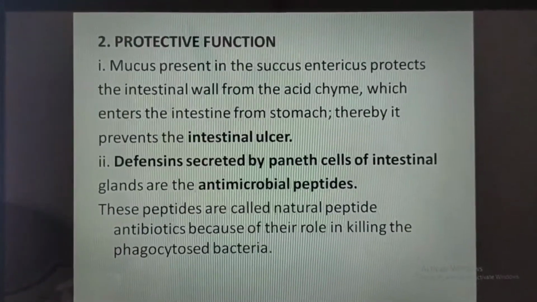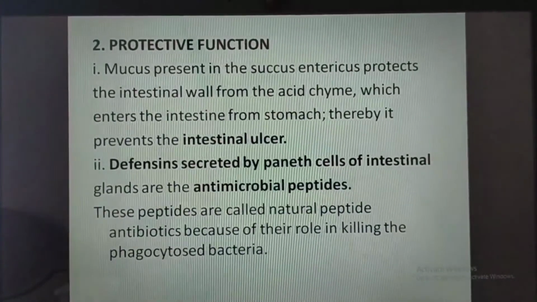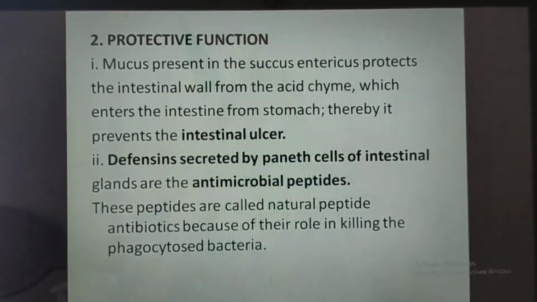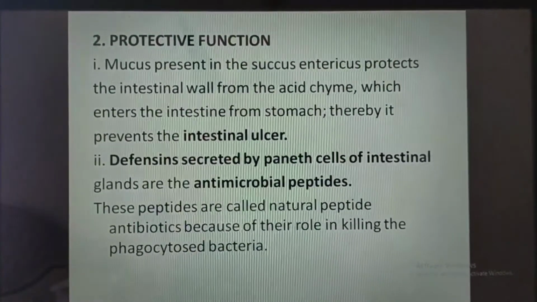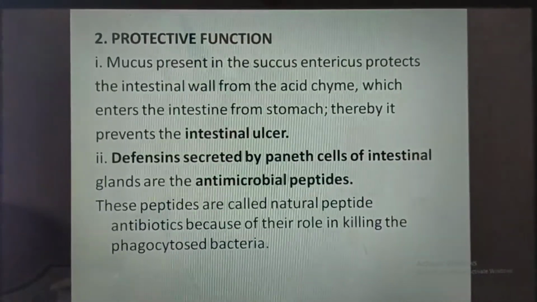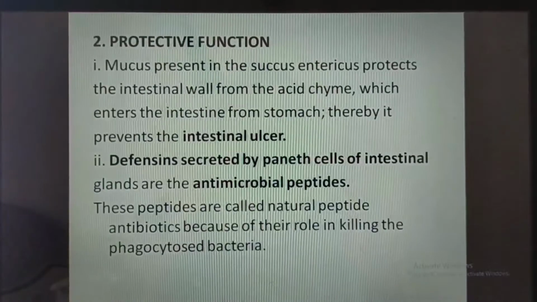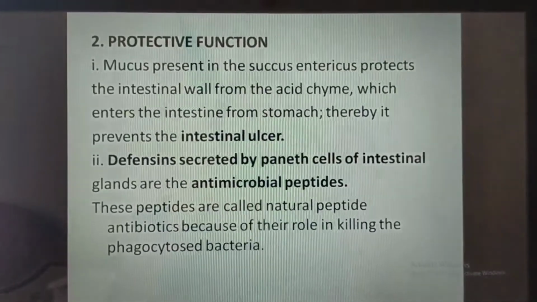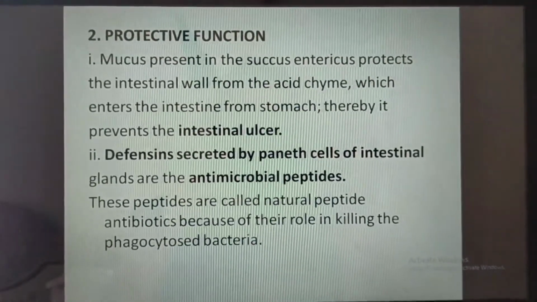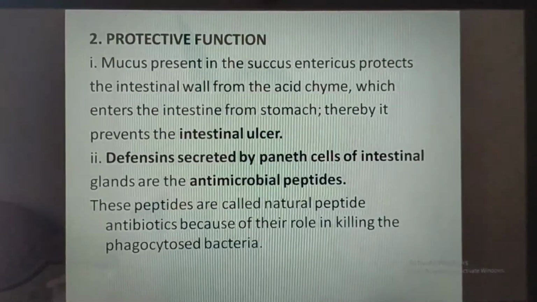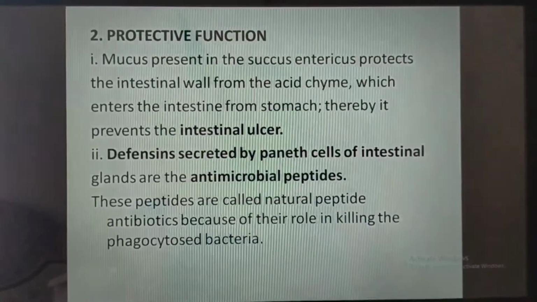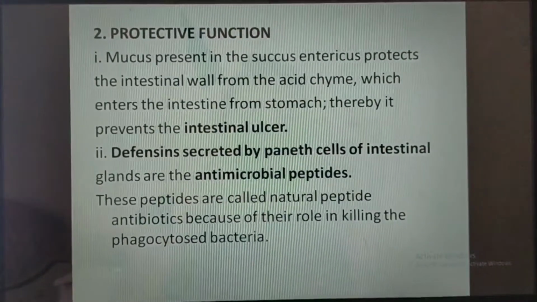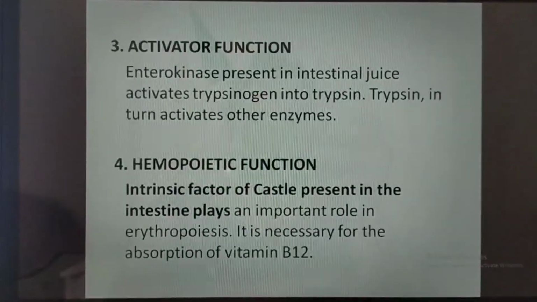Protective function: mucus present in the succus entericus protects the intestinal wall from the acid chyme, which enters the intestine from stomach. Thereby, it prevents the intestinal ulcer. Defensins secreted by Paneth cells of intestinal glands are antimicrobial peptides. These peptides are called natural peptide antibiotics because of their role in killing the phagocytosed bacteria.